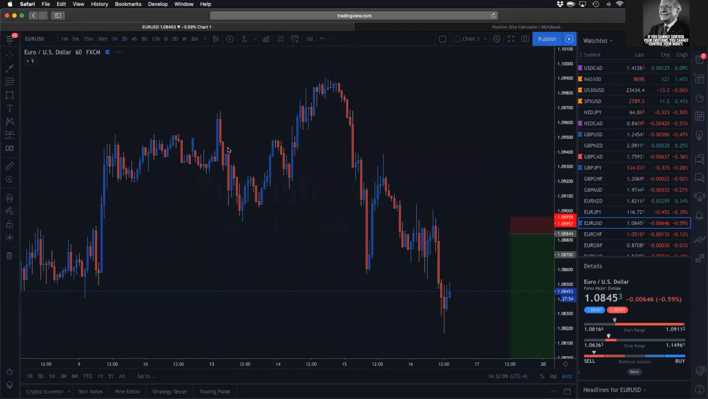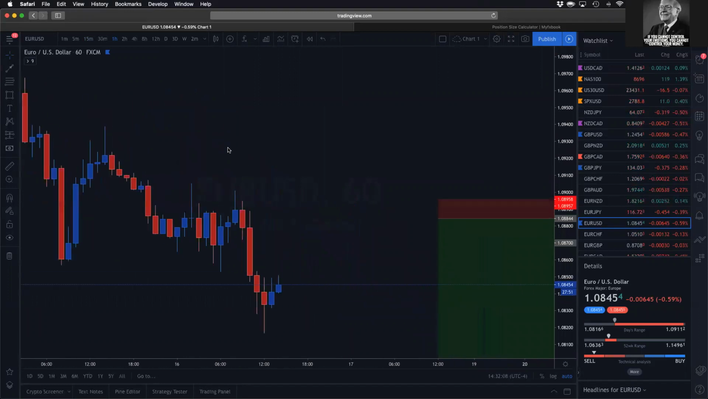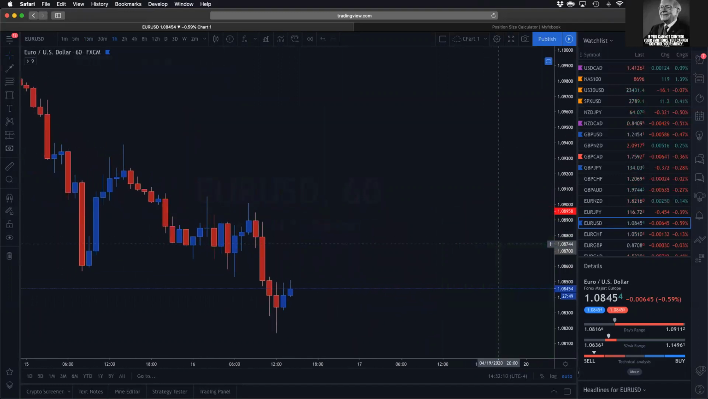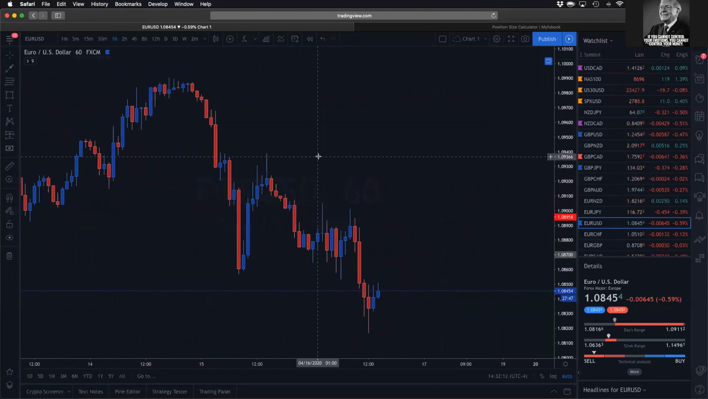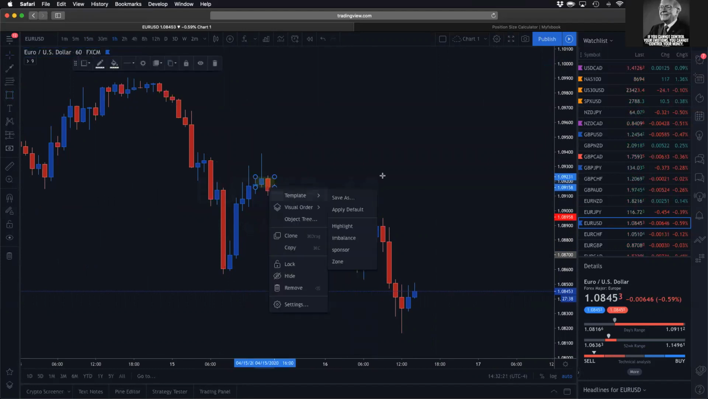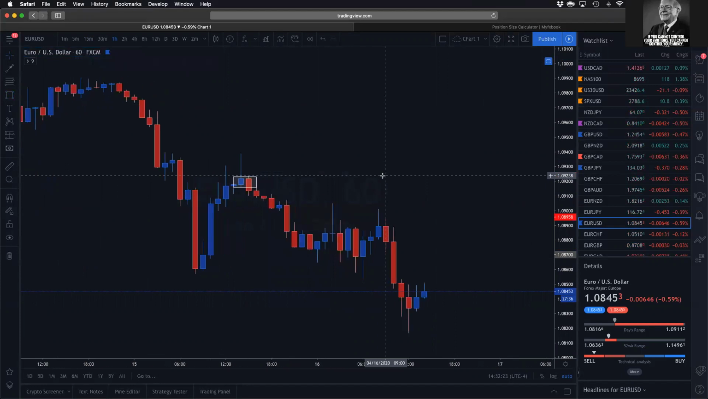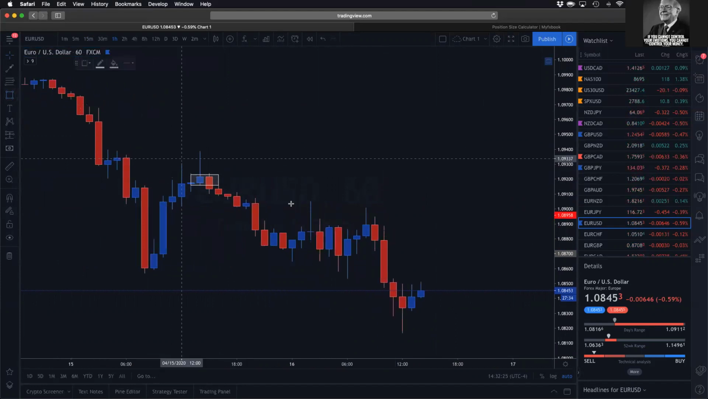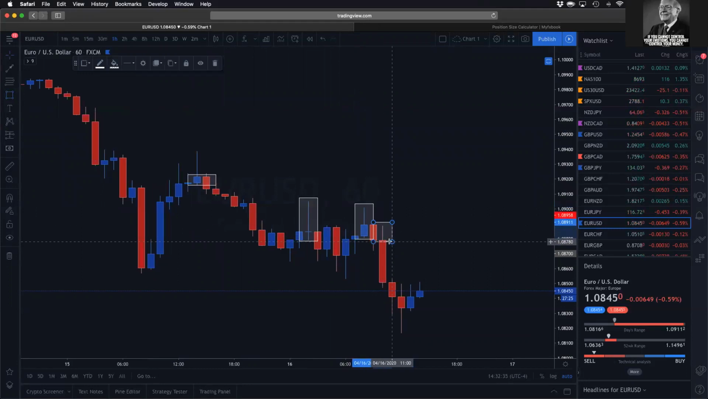Obviously, we can go to a 1 hour. Delete that there. We can go to a 1 hour. Obviously, that was that push. This area here hasn't been mitigated out of yet. But now some of the targets, obviously you can see this candle right here, this right here, and this right here are all mitigation points. We just got to find them.